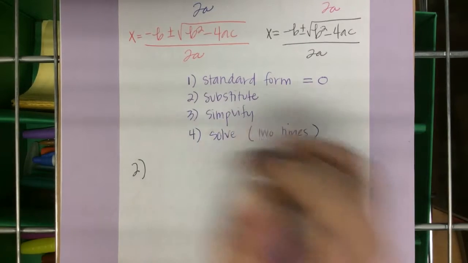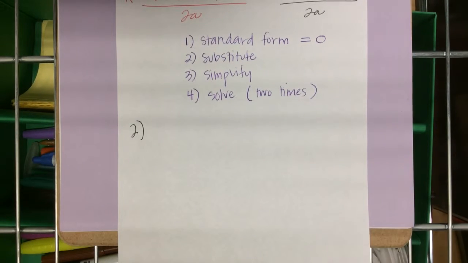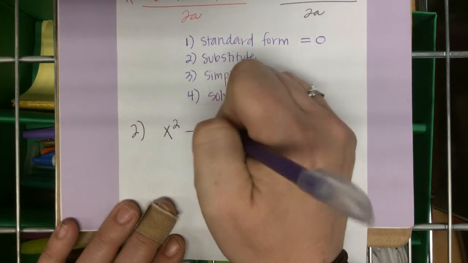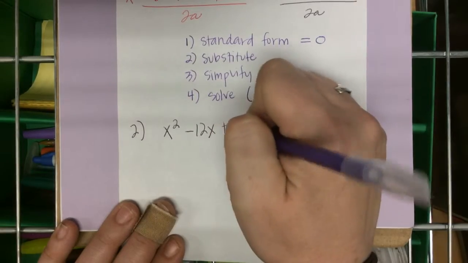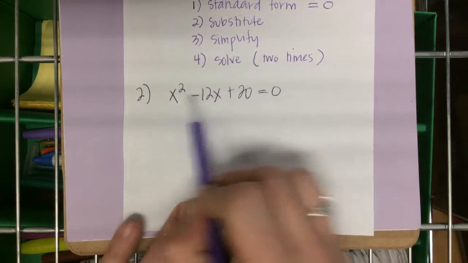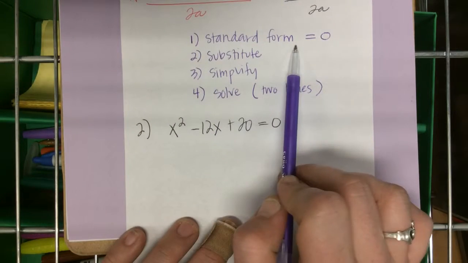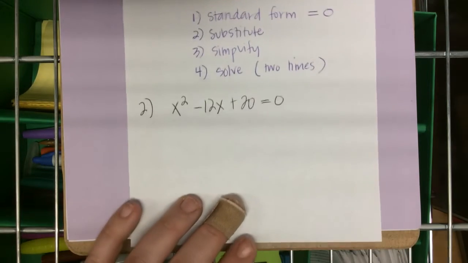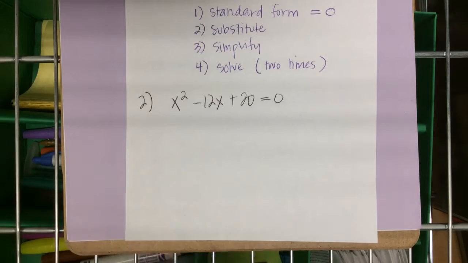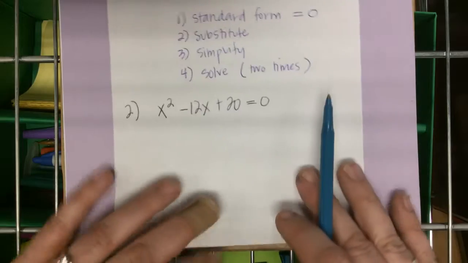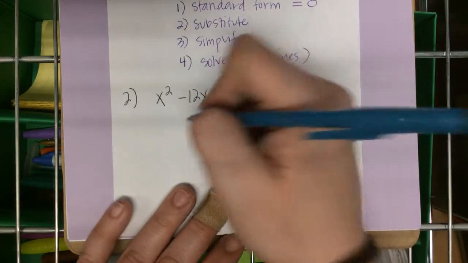So, problem 2. Let's do this. X squared minus 12x plus 20 equals 0. Is this in standard form? Yes. Step 2 is to substitute. Do you have to rewrite the formula? The whole thing? No, we can just substitute. We can go straight into it, right?